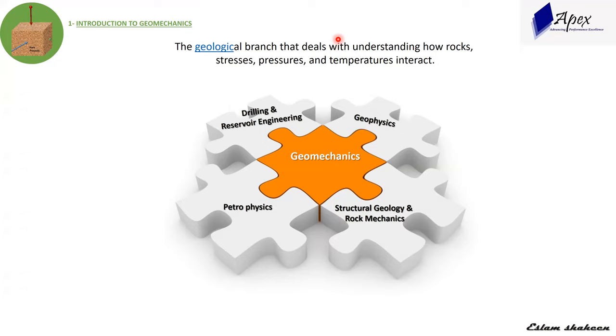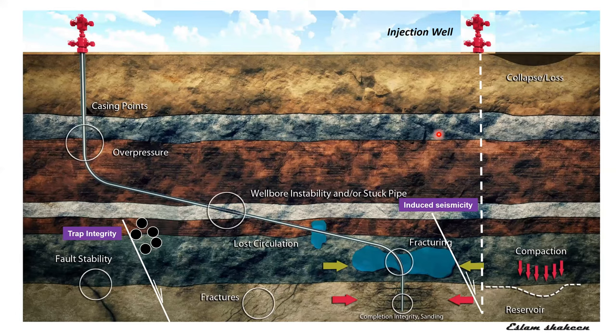The geomechanics life cycle from drilling to completion to production can be summarized in this picture. The first use of geomechanics is to specify the casing points. Second will be the overpressure zone, how to deal with abnormal pore pressures. Another area where we can use geomechanics is wellbore instability or stuck pipe. Then we have the loss of circulation issues that occur with drilling. We can also use geomechanics in hydraulic fracking, and in sand production.